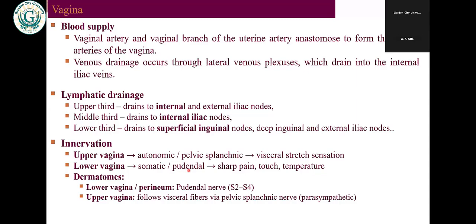The pudendal nerve. So it means that the lower part of the vagina will be sensitive to pain, to touch, and also to temperature. Unlike the upper 2/3 of the vagina, which is innervated by autonomic nerves, so is sensitive to stretch sensation.